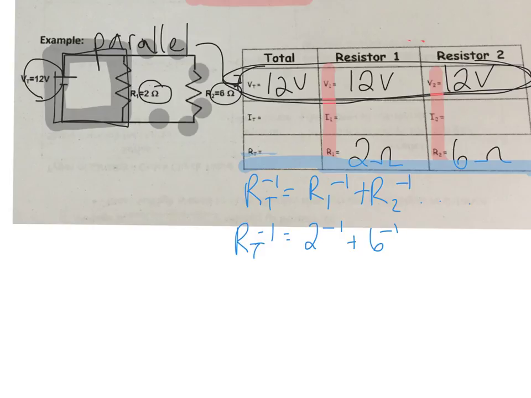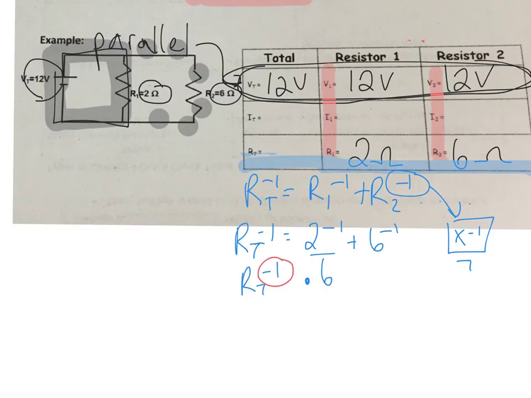2 to the minus 1 plus 6 to the minus 1. And again, that minus 1 is coming from the inverse button, which can be found right above the 7, and that will give me that inverse value. So if I do 2 to the minus 1 plus 6 to the minus 1 and I hit equals, in my calculator I'm going to get 0.6 repeating.